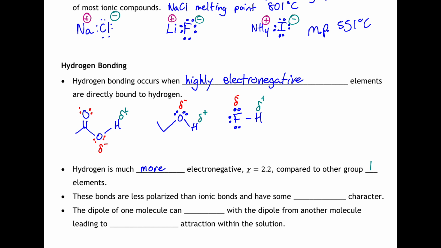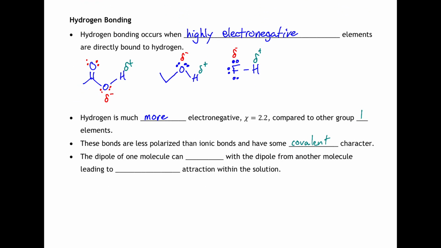And so they're less polarized than ionic bonds. They have some covalent character. So they are covalent bonds. They're kind of a mix between covalent and ionic bonds. Okay. So these things share really unevenly. Hydrogen's much more electronegative, 2.2 compared to the other ones, which are all less than 1. So they're less polarized than ionic, but more than other covalents.